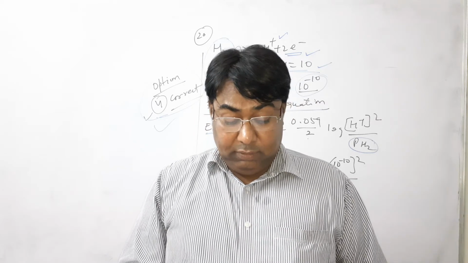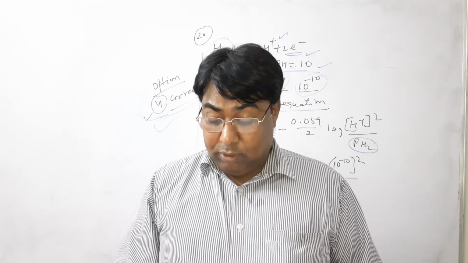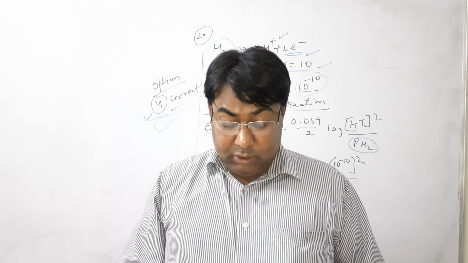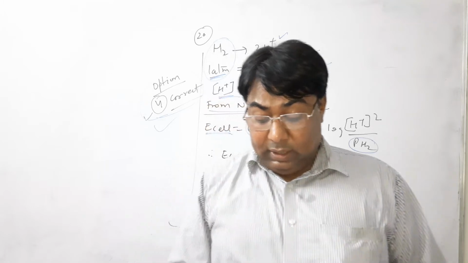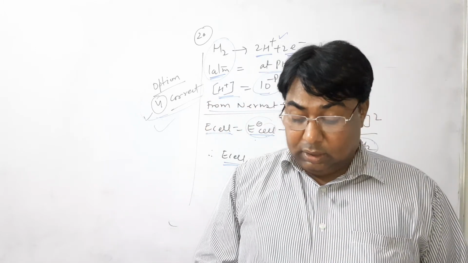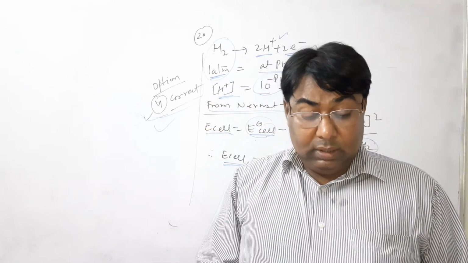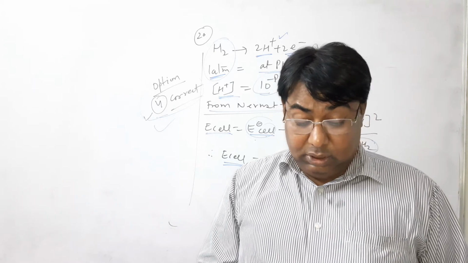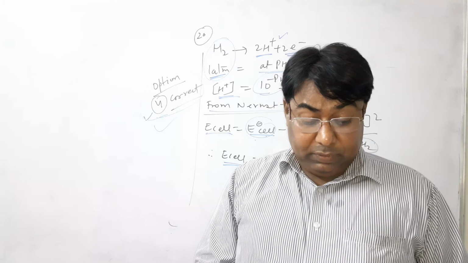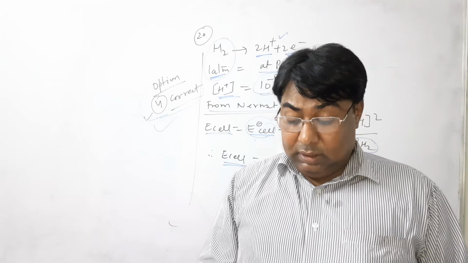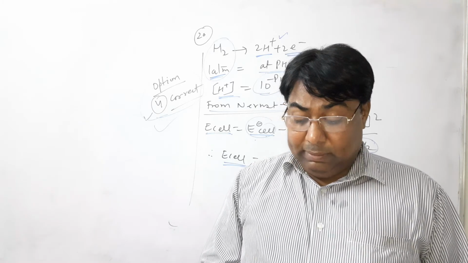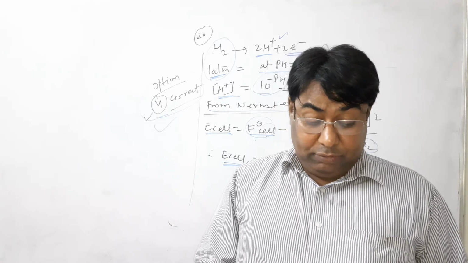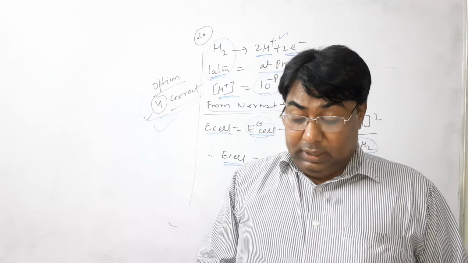Now 2, assertion: when methyl alcohol is added to water, the boiling point of water increases. Reason: when a volatile solute is added to a volatile solvent, elevation in boiling point is observed. That means 4: assertion and reason both are incorrect statements, because when you add methyl alcohol to water, the boiling point of water does not increase, it decreases. All of you know.